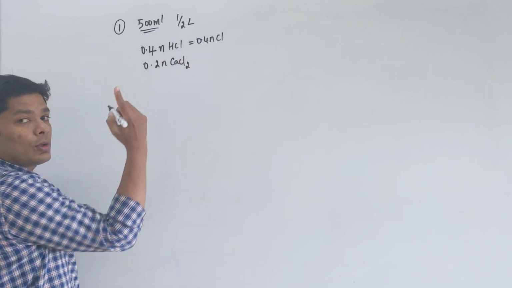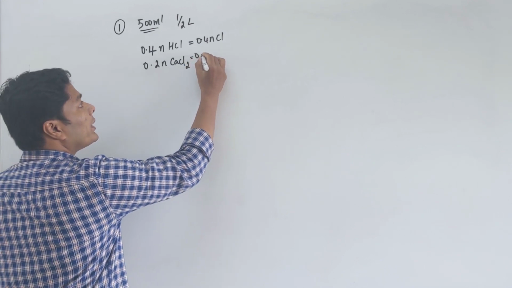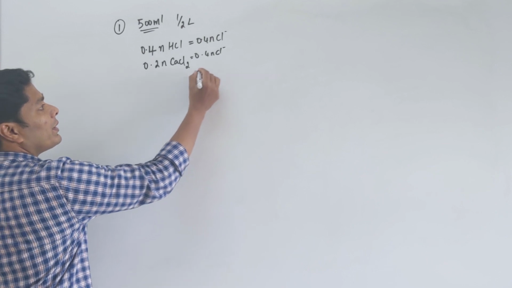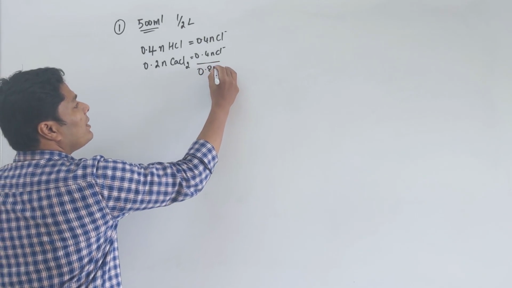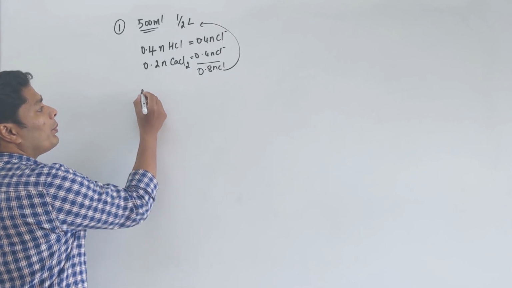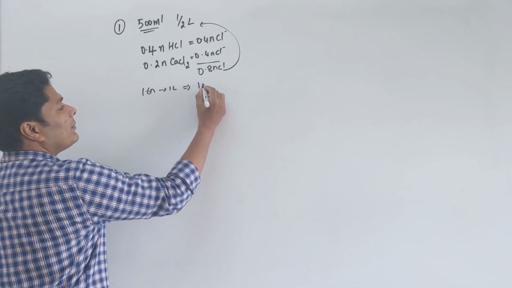And now HCl is chlorine. 0.2 moles CaCl2 is 0.4 moles chlorine. The reason is one calcium chloride, 2 chlorine. So total is 0.8 moles chlorine is present in half a liter. So 1.6 moles chlorine is present in 1 liter. That is your molarity.